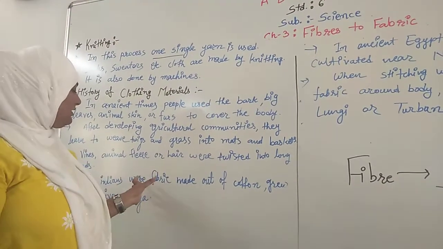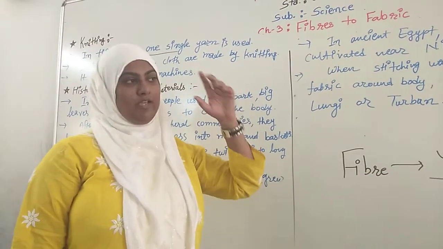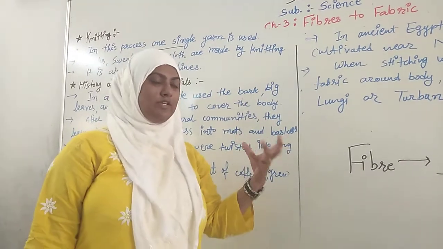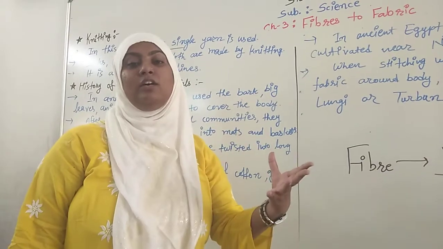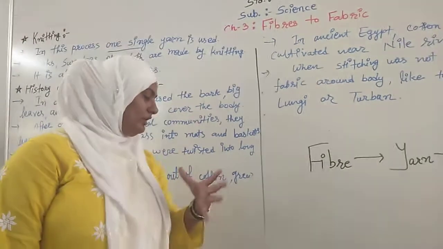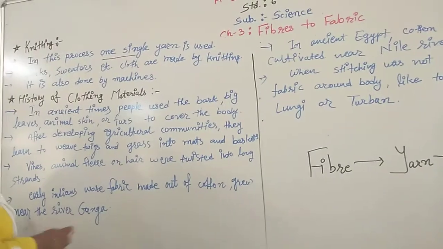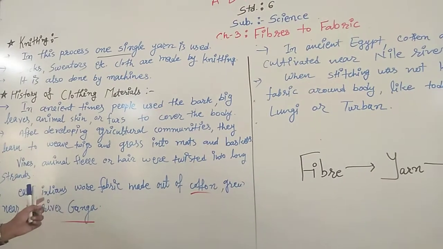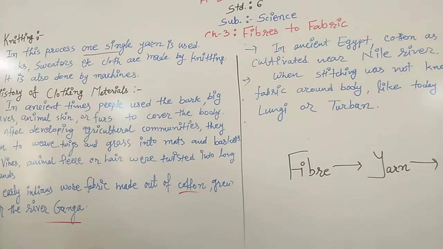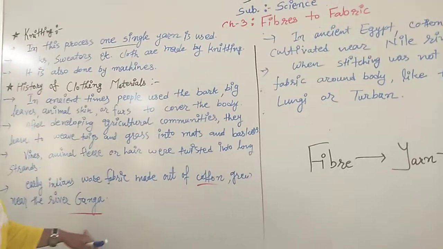Early Indians wore fabric made out of cotton. In ancient times, cotton grew near the river Ganga. Okay, so early Indians saw fabric made out of cotton which grew near the river Ganga. This can be asked in your MCQ or blanks.